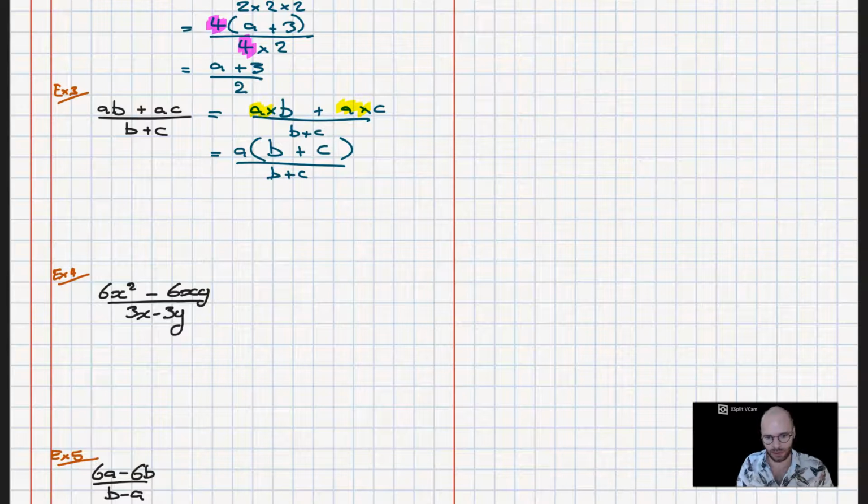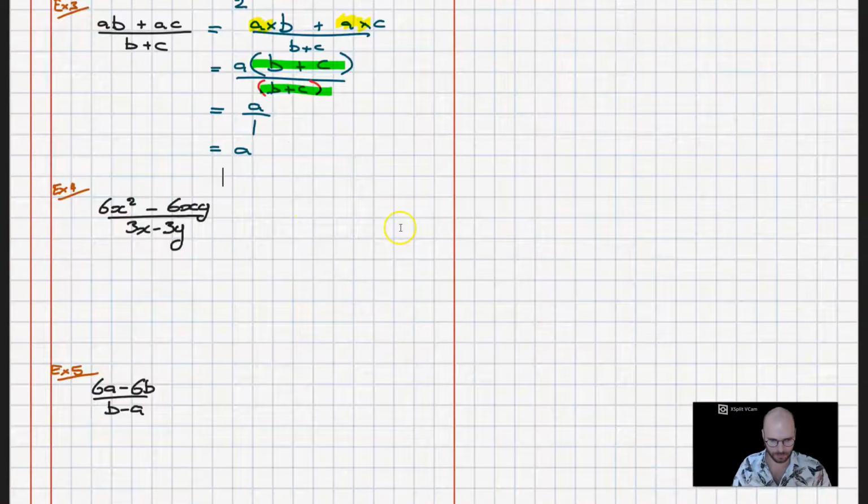Looking at this, we ask what's common between the numerator and denominator. Well, there's a bc upstairs and a bc downstairs. So what we can do is remove them. So we're going to get a over 1, and therefore the simplification of ab plus ac all over bc is simply a. That's example 3.